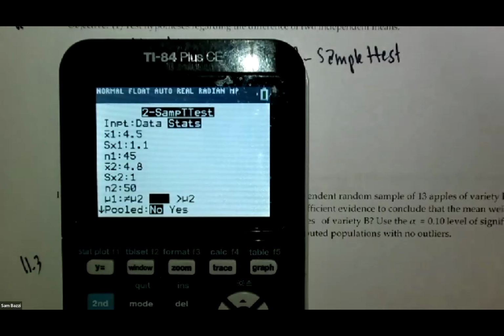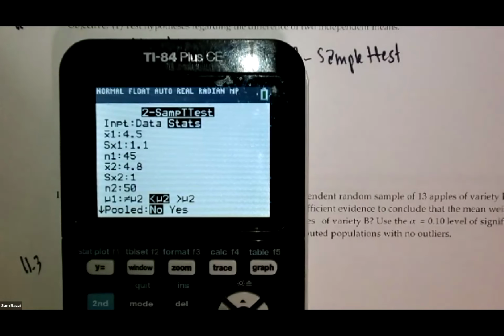Now for pooled, guys, let me explain something about pooled. If he doesn't say anything, you keep it at no by default. If he says assume that the population variances are not equal, it's a no. But if he says assume population variances are equal, it's a yes. And if he says nothing, that means it's a no. On the test, I'm going to make a statement telling you whether you should assume population variances are equal or not equal. If I say not equal, that means non-pooled. Equal means pooled, yes. In our case, it's going to be a no.